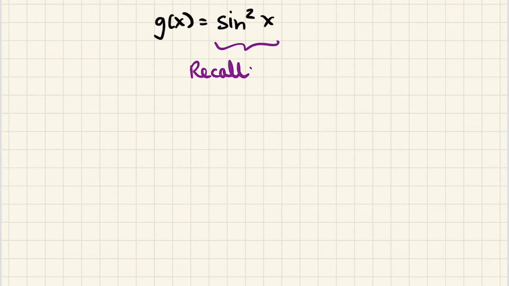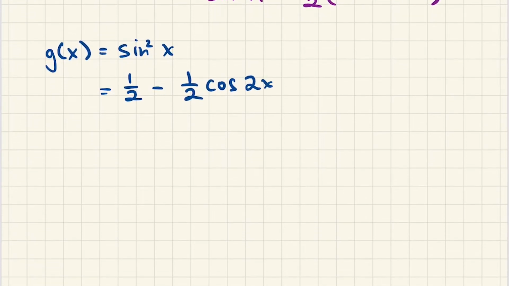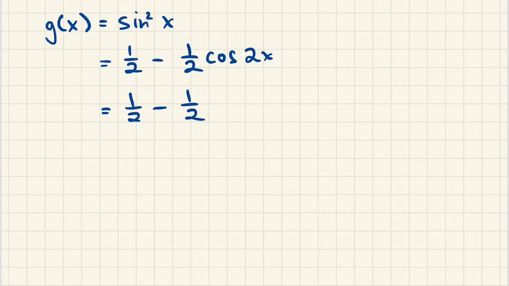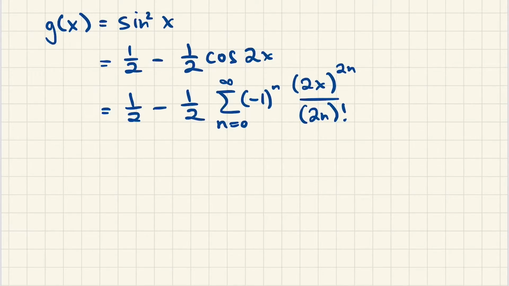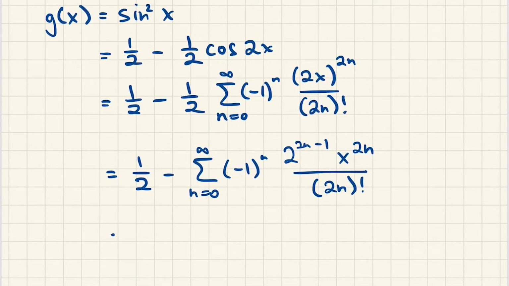Let's recall that sine squared of whatever is 1/2 times 1 minus cosine of 2 times the whatever. So in this case, g of x, which is sine squared of x, is equal to 1/2 minus 1/2 cosine of 2x. And cosine of stuff is the sum of negative 1 to the n times that stuff to the 2n over 2n factorial. So we have 1/2 minus, let's move the 1/2 inside and distribute the 2n. So we get negative 1 to the n, 2 to the 2n minus 1, x to the 2n, all over 2n factorial. Okay, and that's a perfectly good final answer.